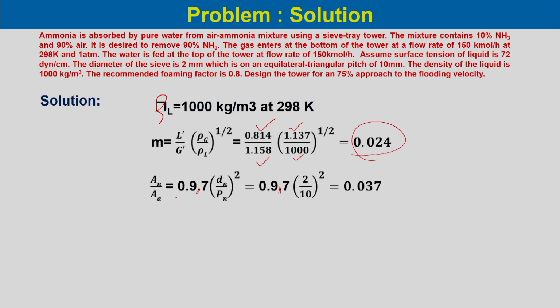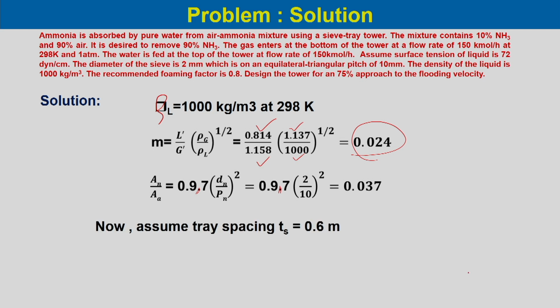AN by AH would be equal to 0.97 dN by Pn whole square, which is equal to 0.97 into 2 by 10 whole square. So, which is coming out to be 0.037.